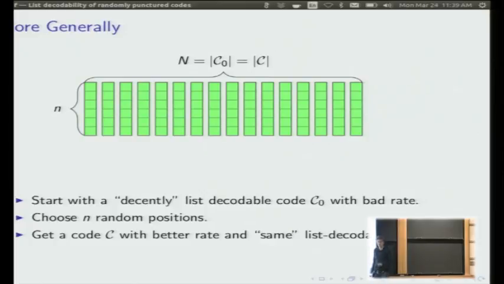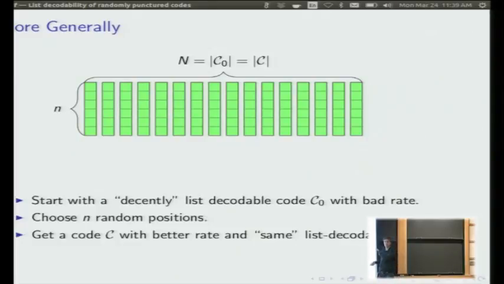Okay, does that address your question? Maybe we can take offline the exact distance ramifications. But I think it is a really interesting question, asking how the distance and the list decodability change together when you do this operation.